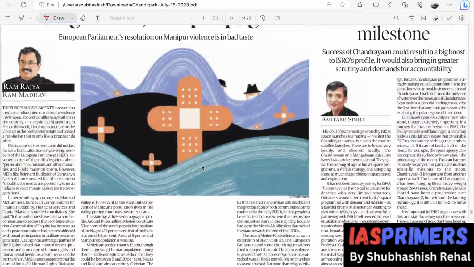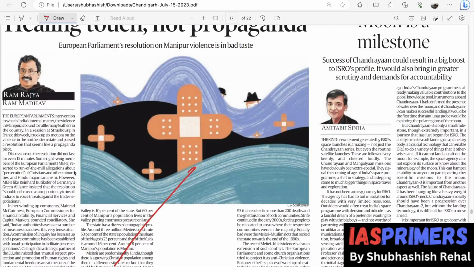So, yeah, I'm not reading this. Ram Madhav, European Parliament's resolution on Manipur in bad taste. Success of Chandrayaan 3 could result in big boost to ISRO profile. Same thing is repeated again and again.